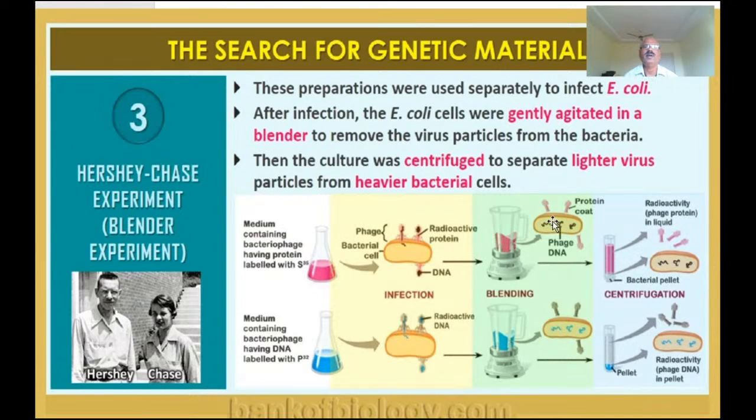After infection, the E. coli cells were gently agitated in a blender to remove the virus particles from the bacteria. Then the culture was centrifuged to separate lighter virus particles from heavier bacterial cells. So in this experiment, the bacterial cells are separated with radioactive and without radioactive components.